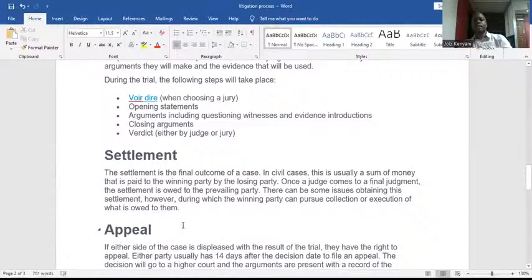So the settlement is where, for example, the court gives a remedy of an injunction or a remedy of damages. That is the settlement that must be carried out by the accused party, the defendant.